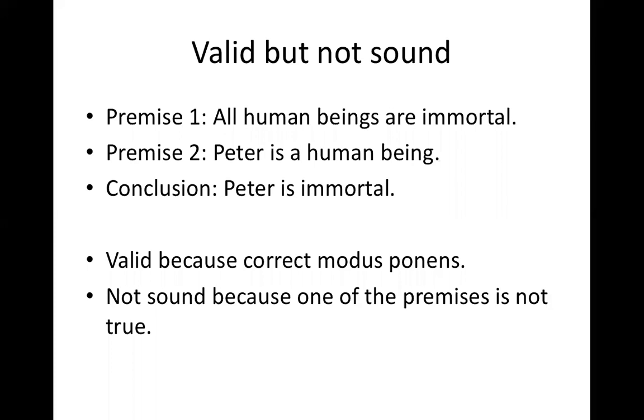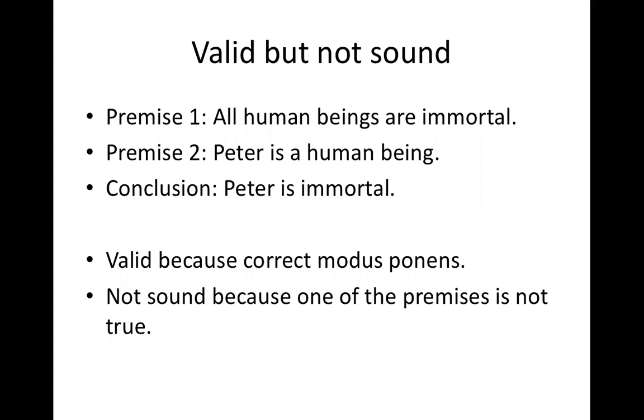Now we have valid but not sound. An argument can be valid, but it is not sound. Look at this argument. All human beings are immortal. Peter is a human being. Therefore, Peter is immortal. Is it a valid argument? Yes, sir. Why is it valid? It's valid because premise one says all human beings are immortal, and Peter too belongs to the human beings.